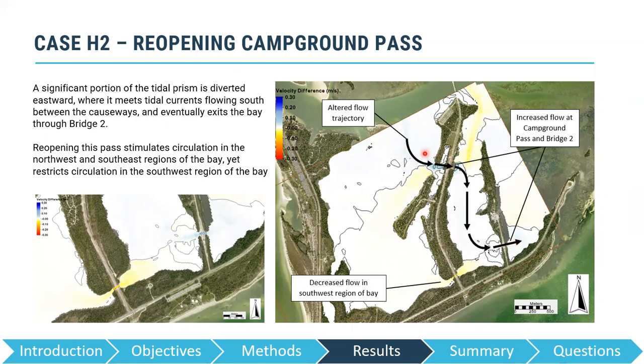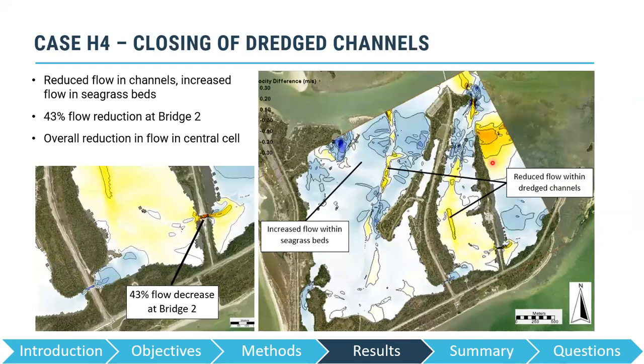However, because a lot of that water is being intercepted here, there's not enough for it to fill this southwest portion of the bay. As a result, we see a reduction in flow across this entire southwest portion of the bay. So while opening this pass stimulates flow in some areas, it restricts flow in other areas.